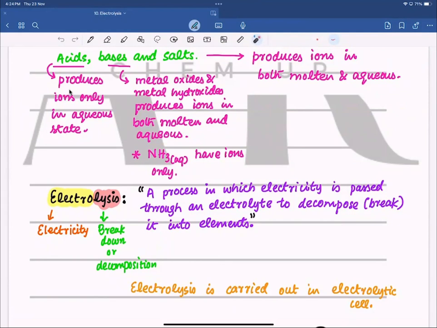Solid dissolve molten? No, molten doesn't mean dissolving. Molten means turning liquid. So the difference is, when an acid turns liquid, the acid does not form ions. When a salt turns liquid, there are ions already there, which are fixed, and which can easily move. Then electrolysis turns the ions in the electrolyte into elements.